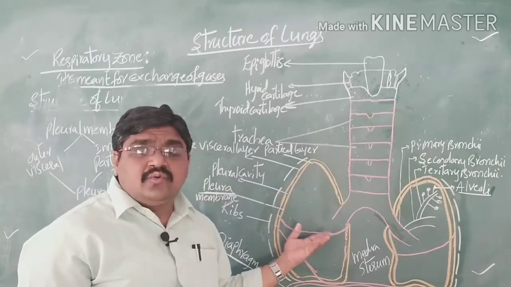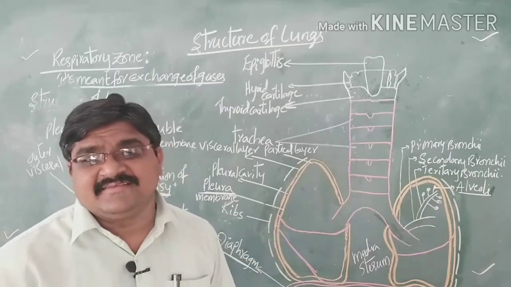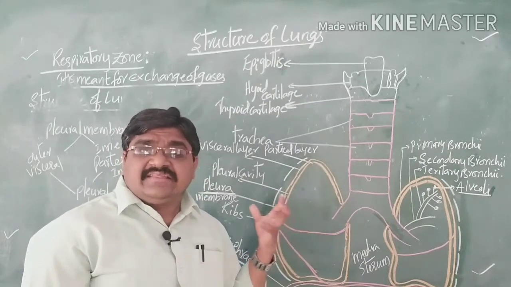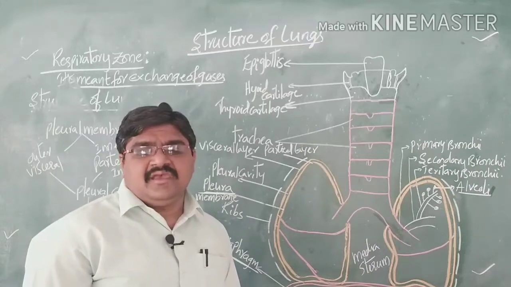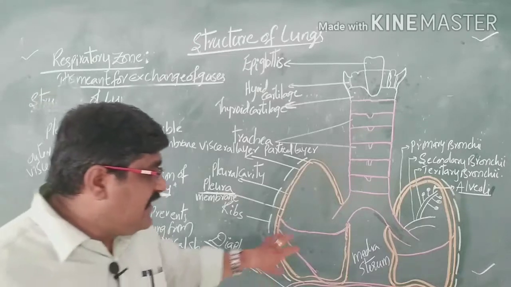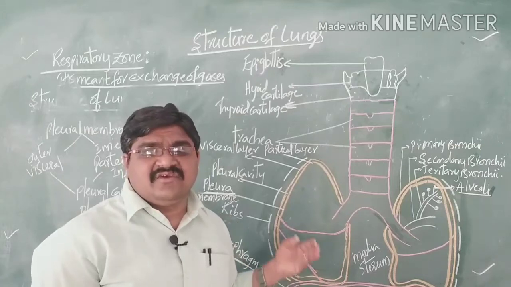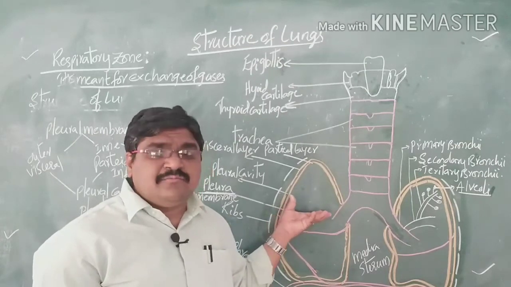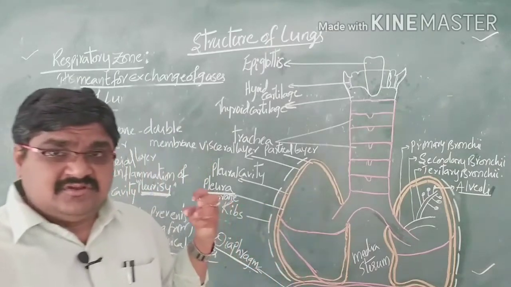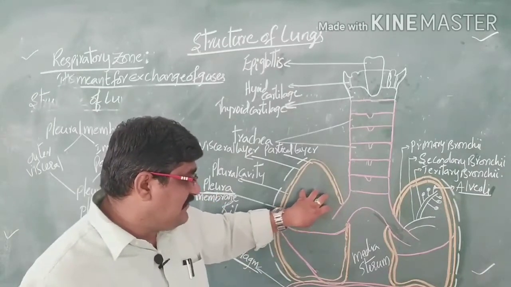Here there is a pair of lungs, the right and left lungs. The right lung is divided into three regions, whereas the left lung is divided into two regions. The right lung is very large, and the lungs are spongy and elastic in nature.